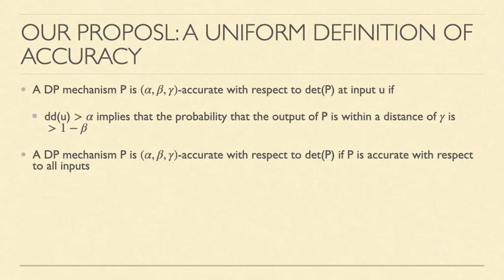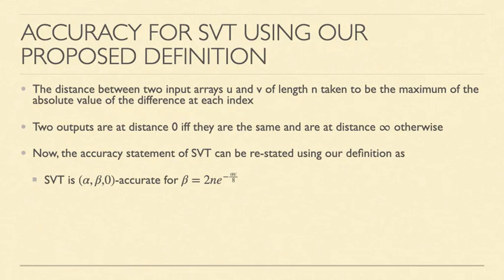then the probability that P outputs a value that is gamma close to the correct answer is at least 1 minus beta. Further, the DP mechanism is alpha, beta, gamma accurate if it's accurate at all inputs. So if we were to apply this definition to accuracy, we can restate the accuracy statement that we saw for SVT in this framework as follows.